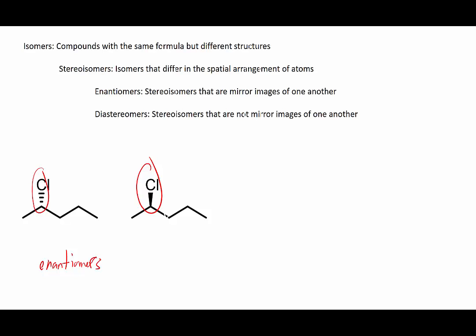Another way to tell if something is an enantiomer is to assign the stereochemistry. In this case, this is 1, 2, 3, which would be clockwise, but the chlorine is in the wrong direction, so this is S. 1, 2, 3, again clockwise, this is R. If all of the stereocenters are exactly opposite, then the two compounds will be enantiomers.